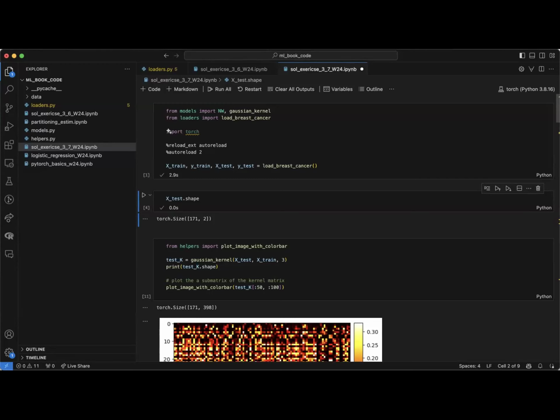Yes, so the other file is this. So with loaders, and it's there. So from loaders, import this. Okay, so now I can use this function.